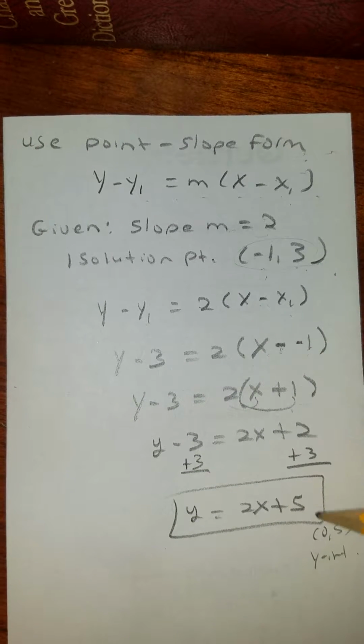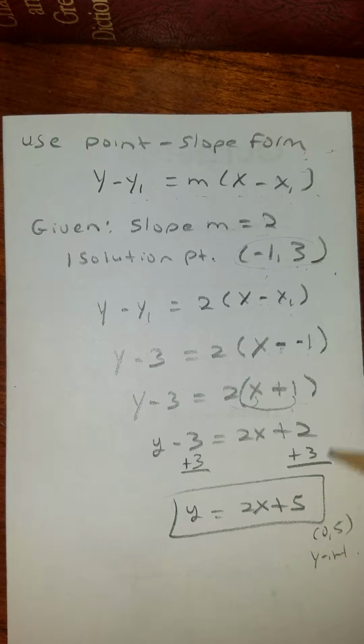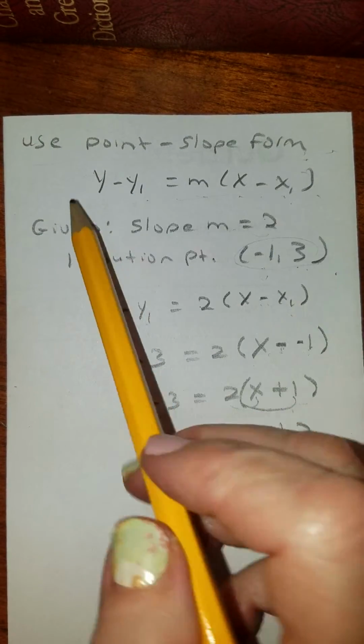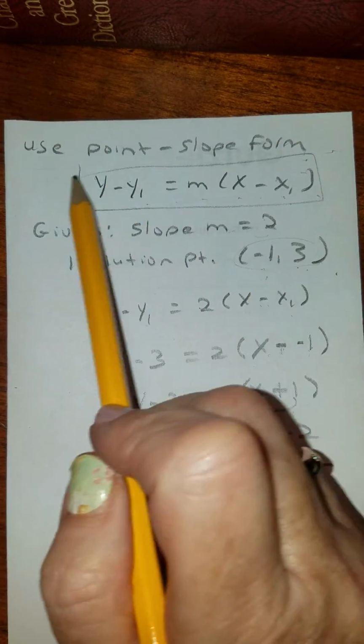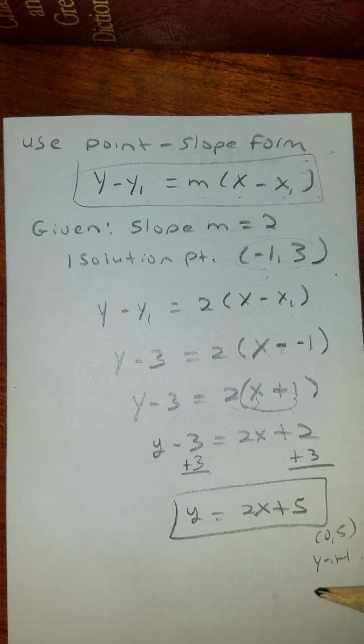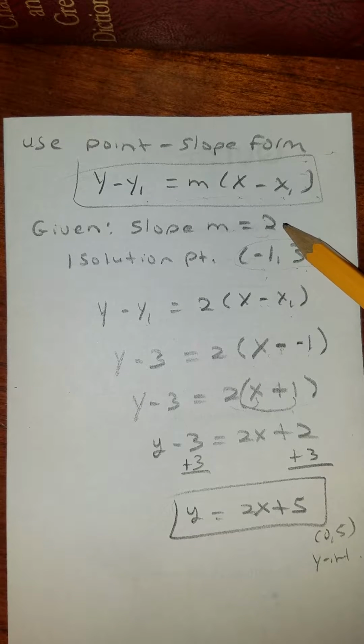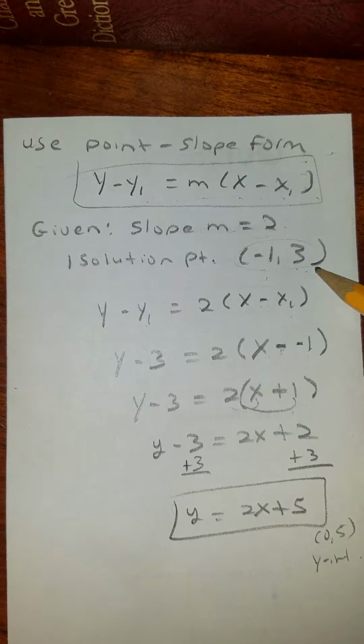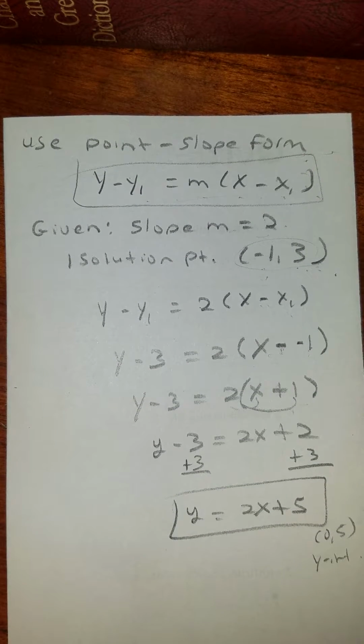Okay, so this is another way that I can find the y-intercept, by using this point slope formula. So this is what that whole section is about, understanding this formula so that you can write the equation of the line when you're given a slope and a solution on the line.